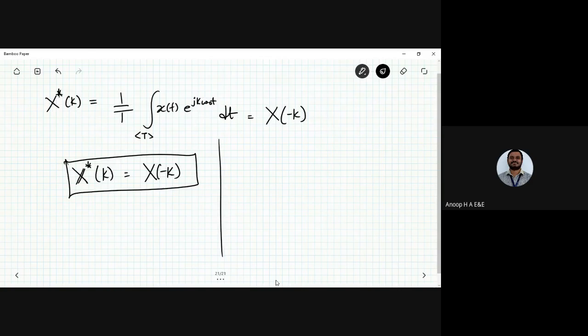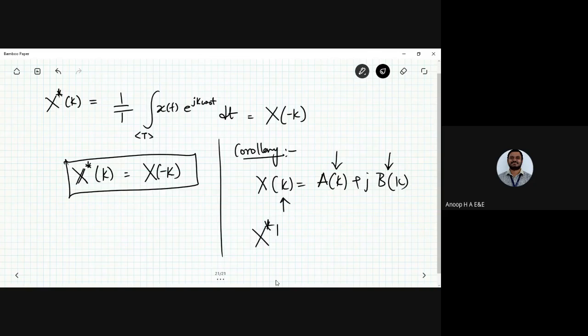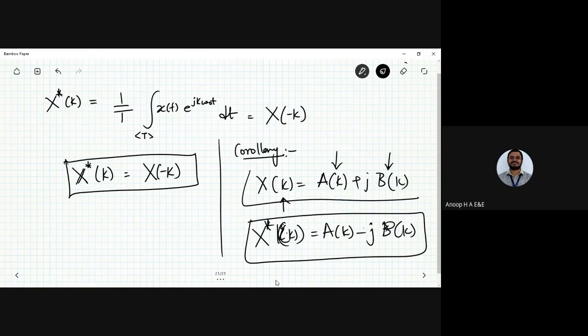One more thing, the corollary statement, which I wanted to highlight before winding up the class. X of k is equal to a of k plus j times b of k, where a is the real part and b is the imaginary part of the complex Fourier coefficient. So how can I write x star of k, the complex conjugate? I have the constants a of k and b of k, so I can write it as a of k minus j into b of k.